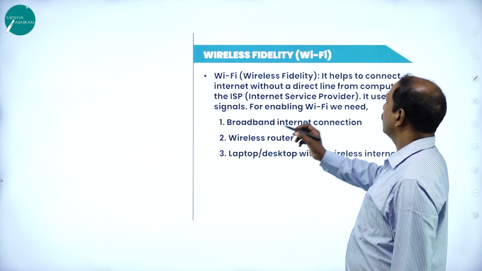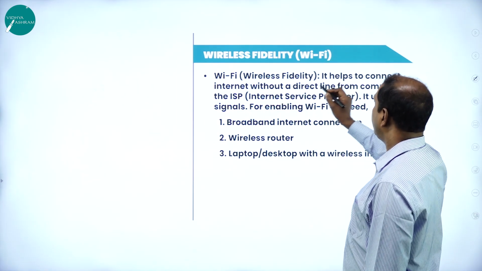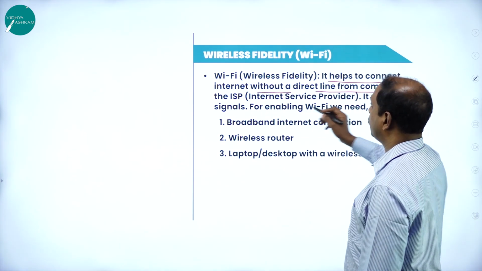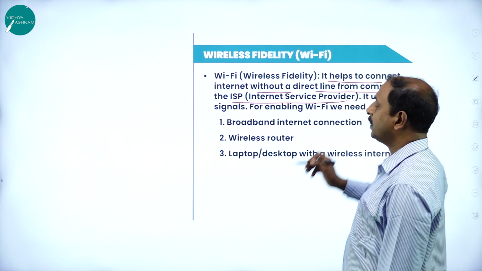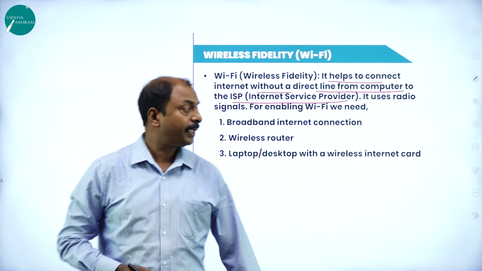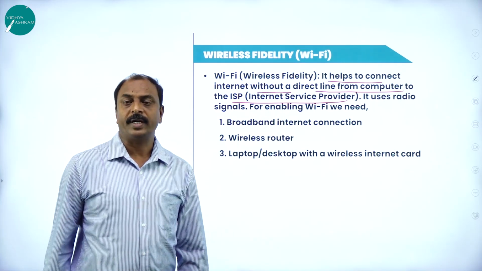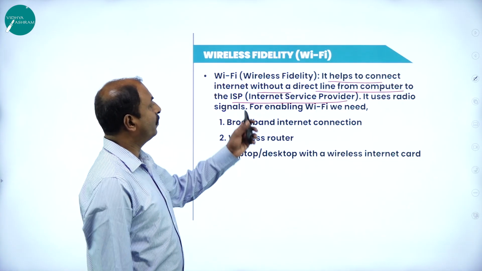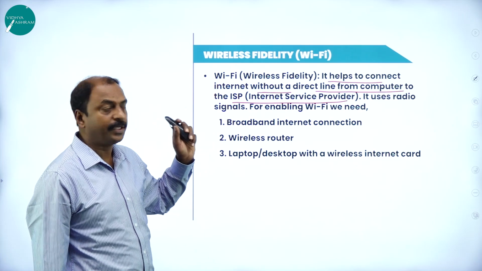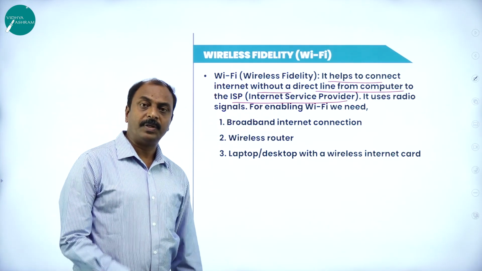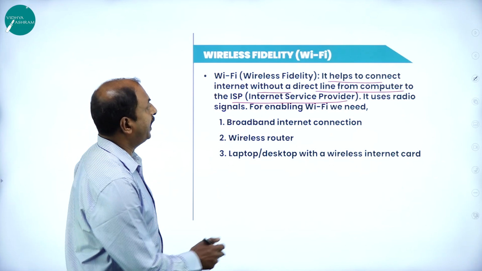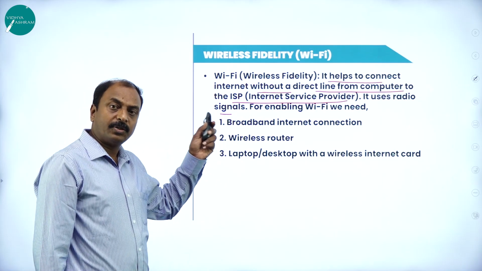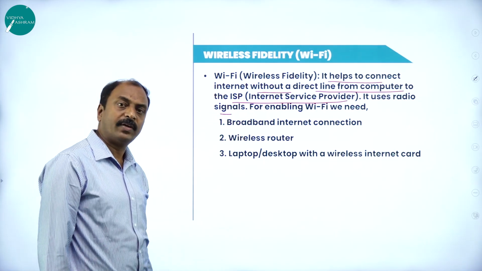Now in the next slide, the wireless or Wi-Fi helps to connect to the internet without a direct line from the computer to the ISP. ISP is Internet Service Provider. They are the ones who provide internet service to the clients or customers. With Wi-Fi, it is possible to have connectivity without direct connectivity from your computer to the ISP, and it uses radio signals. Using radio signals, it works with this Wi-Fi network.